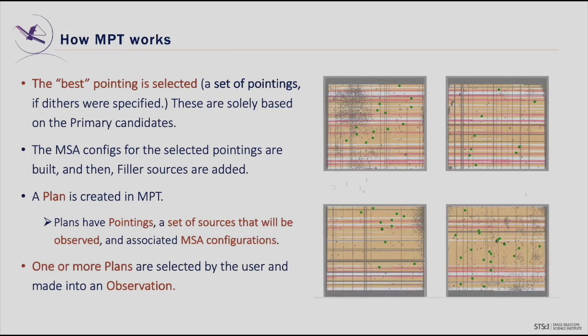So the MSA configurations for each of the major dithers in the plan are built, and then the filler sources are added in after the fact. A plan is then generated in NBP. Plans have pointings and sources that will be observed at each of those pointings, which we call a target set, and associated MSA configurations that NBP generates for those pointings. Then the user will select one or more of these plans to generate a MOS observation from.